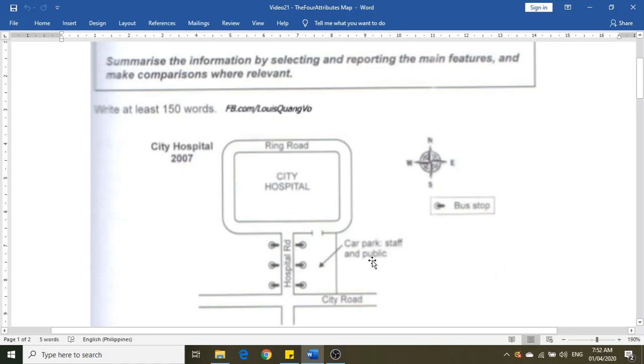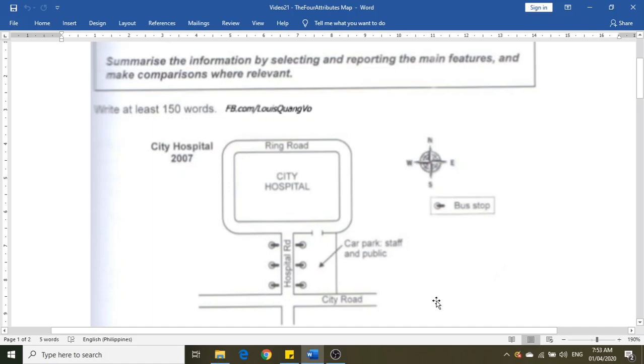So as we can see from the 2007 figures, the staff car park and the public car park are together on the eastern side of Hospital Road. So that's as regards the nominals. Let's now go into the, yeah, we already discussed the tensing, the past. So let's now proceed to the cluster.